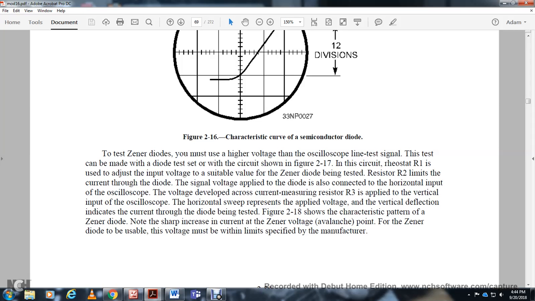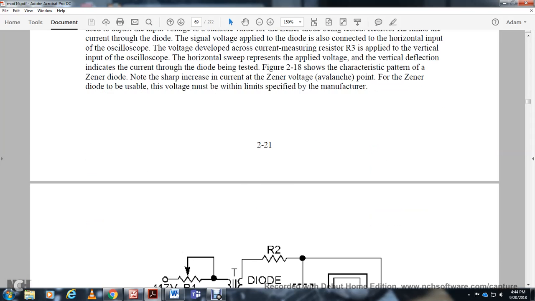connected to the horizontal input of the oscilloscope with the voltage developed across it. The current measuring resistor R3 is applied to the vertical input of the oscilloscope, with the horizontal sweep representing the applied voltage and the vertical deflection indicating the current through the diode being tested. Figure 218 shows the characteristic pattern of the zener diode, with the note of the sharp increase of the zener voltage avalanche point, where the zener diode is usable. Voltage must be within limits specified by the manufacturer.